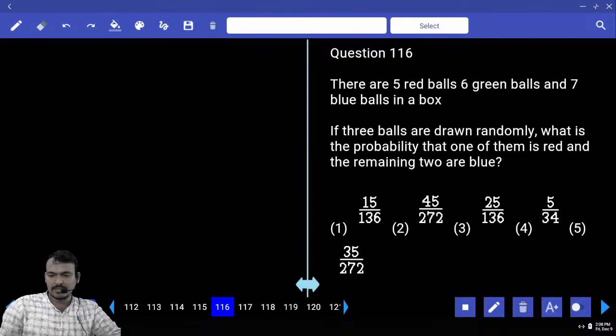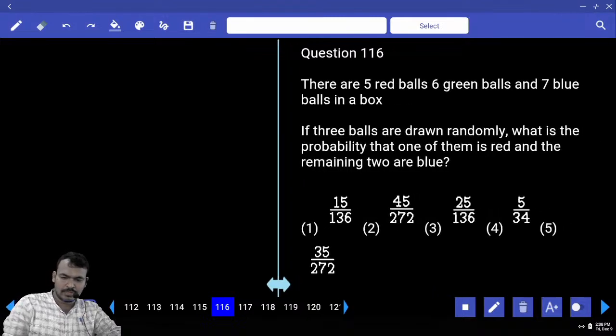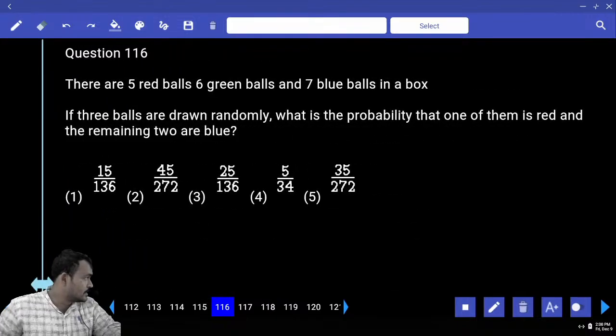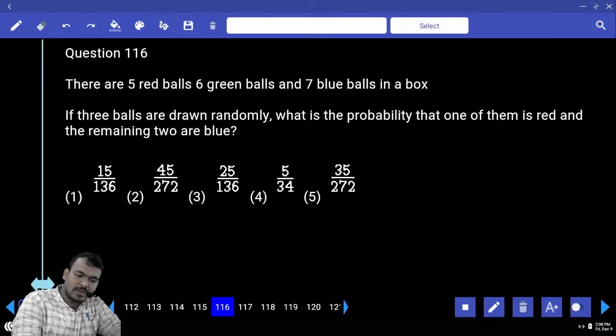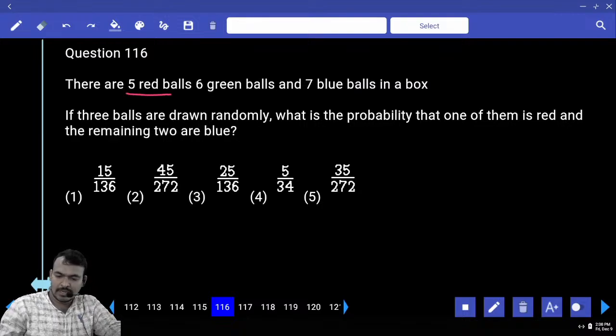There are 5 red balls, 6 green balls and 7 blue balls in a box. If 3 balls are drawn randomly, what is the probability that one of them is red and the remaining 2 are blue? One of them is red. How many red balls are there? 5. Then we write 5C1.